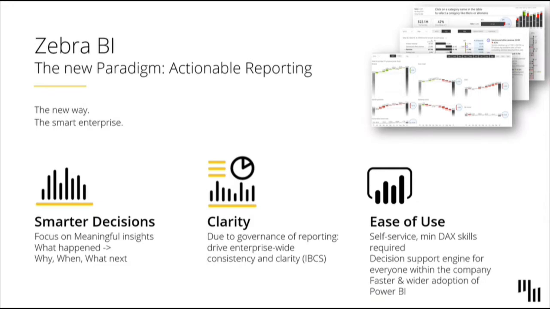So the first pillar is driving smarter decisions, and you will be able to take them by focusing on meaningful insights, not just to see what happened, why it happened, when, and what next, but also where, why, when, and what are we going to do next, right? The next thing would be clarity, and by including the IBCS standards, you will achieve clarity and consistency across the whole organization. Sounds like a simple thing to do, but in reality, it is quite hard.